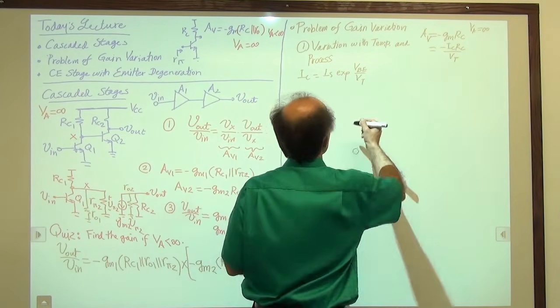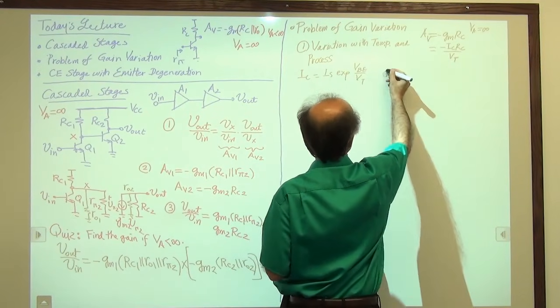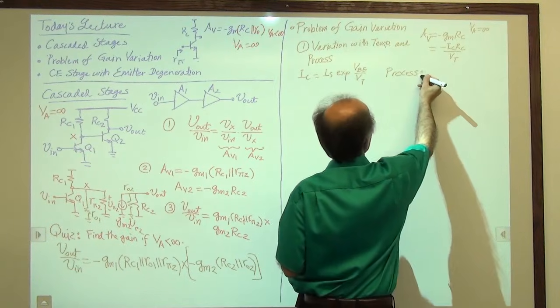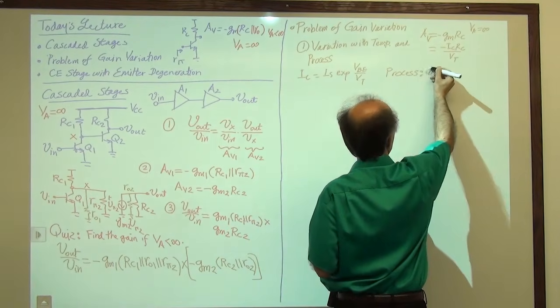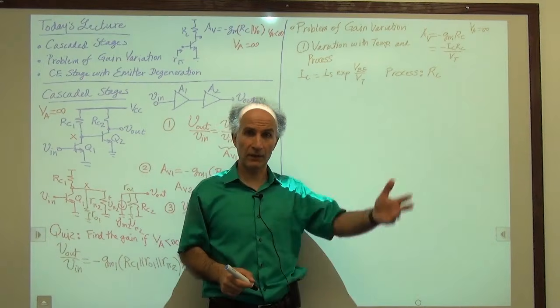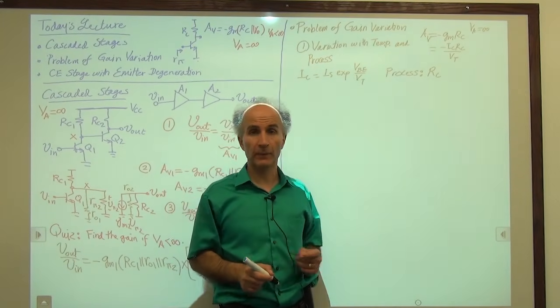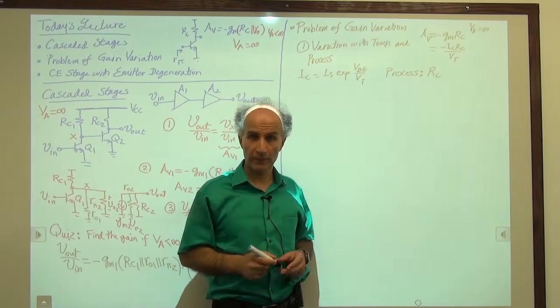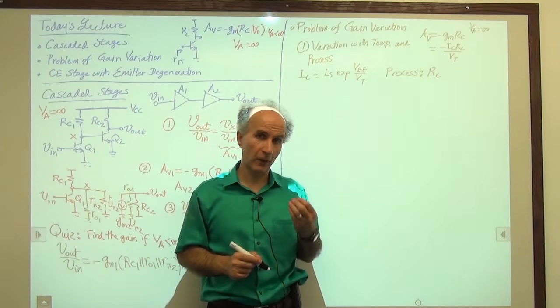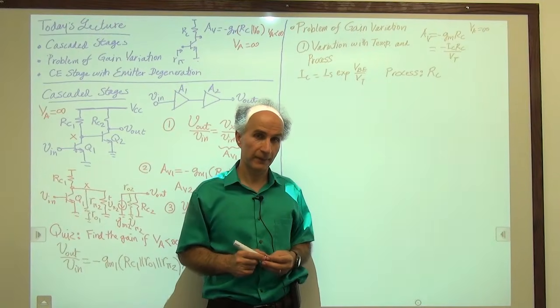So the process variation means manufacturing variability, for example, in RC. So we see that IC varies, RC varies. In fact, RC also varies with temperature, so they vary all over the place. This is what we call a problem of gain variation.